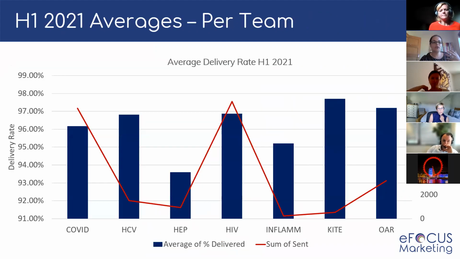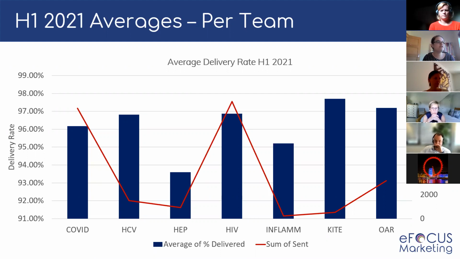So what we want to be looking at is what is happening with these emails over time. We also want to compare certain emails together. So webinar emails, because they're a similar type, we can compare them together. I've put together some general stats for you all so you can see what's happened over the first half of this year so far for each of the different teams. Here you've got delivery rate, which is the bars, and that's shown on the left-hand side, and the number of emails sent, which is the red and shown on the right-hand side.